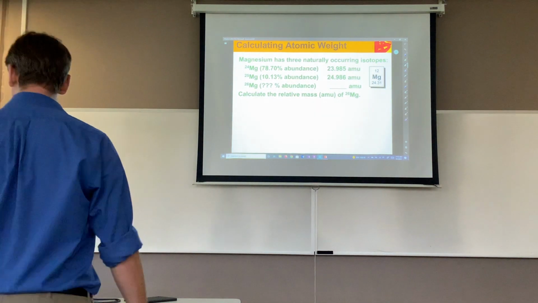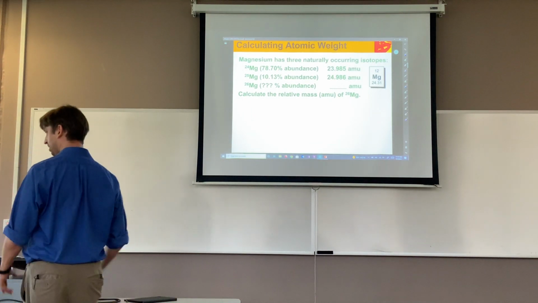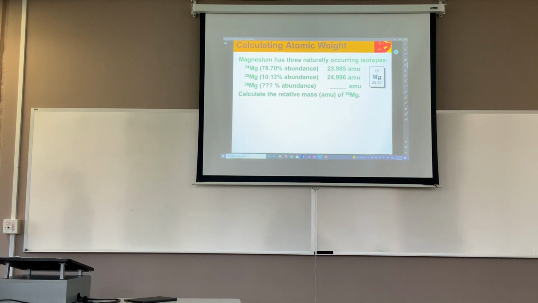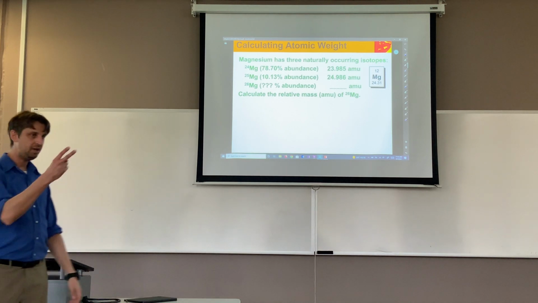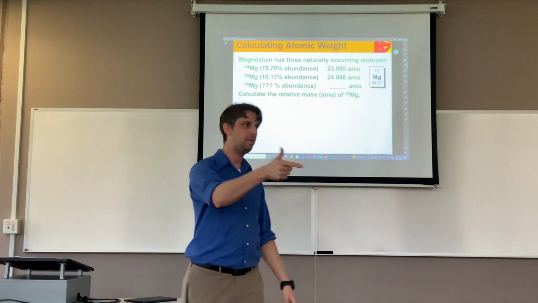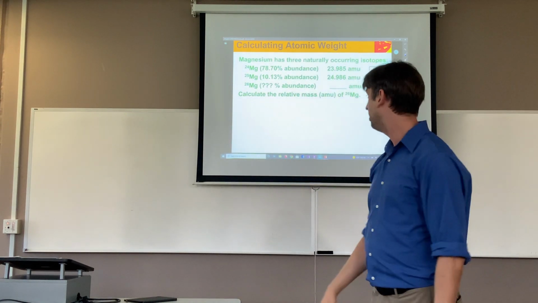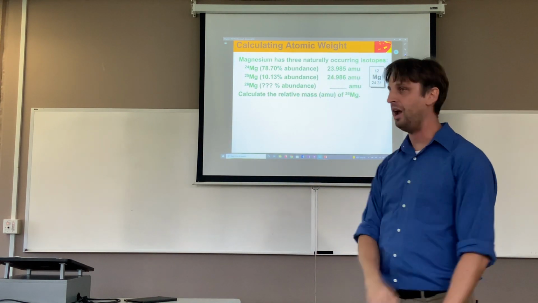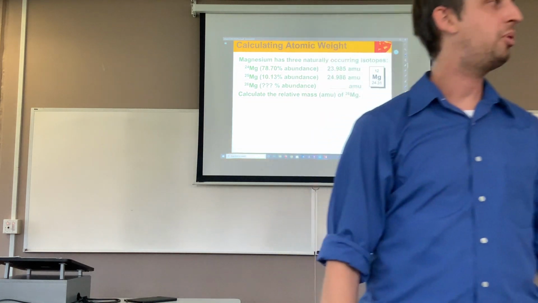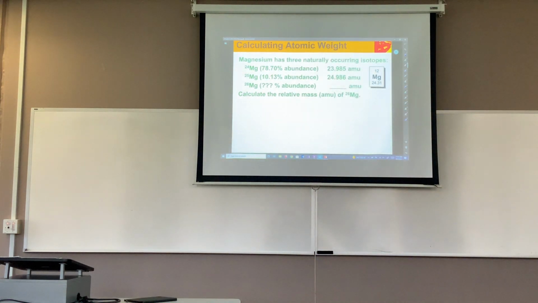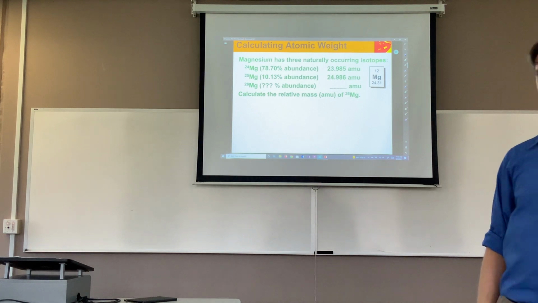So, got a little bit of time to look at it here. What information are we missing? Well, we need two things, right? We need abundance and we need mass. We've got that for two of them. That's kind of laid out. But we need to figure out abundance and mass of magnesium 26. So we're missing two things for magnesium 26.